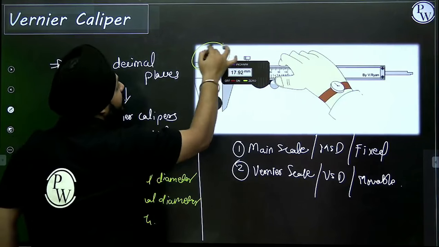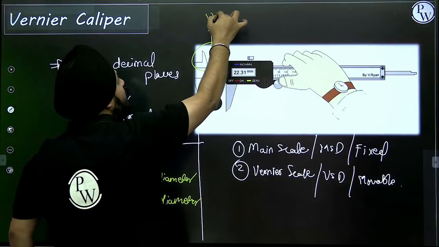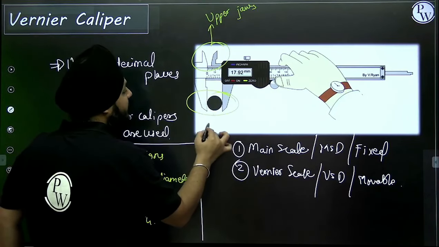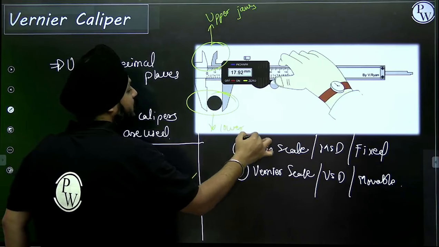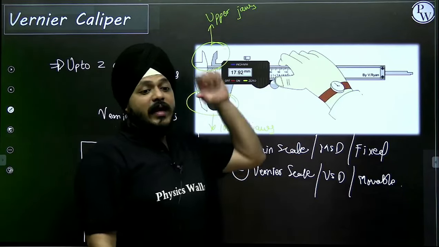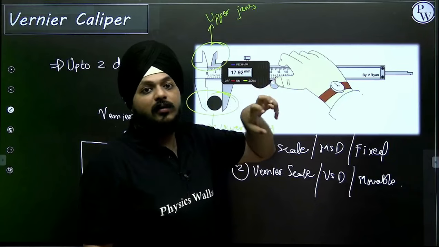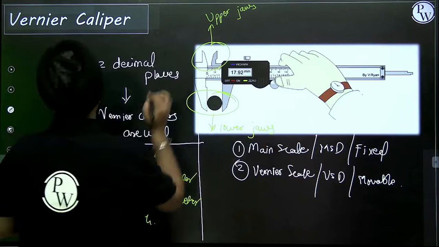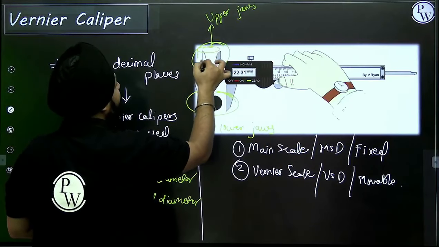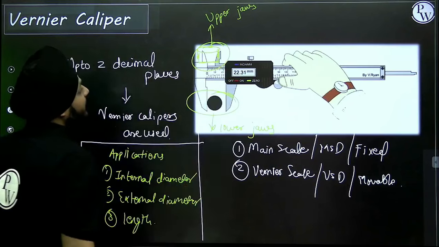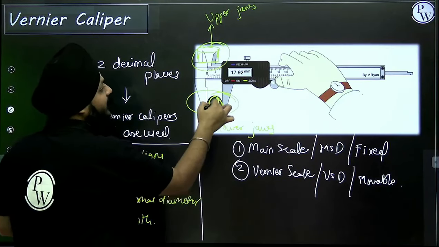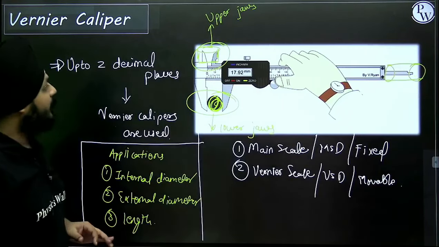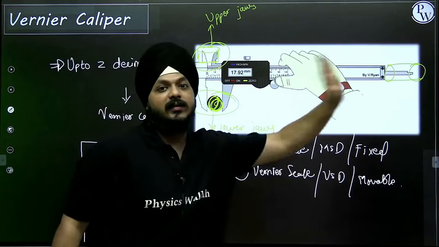Can you see this part? These are known as upper jaws, and this part is known as lower jaws. Jaws in another sense, jaws to grab something, like the jaw of a lion to grab something. The upper jaw is used to measure the internal diameter, like when a hollow cylinder is kept this way. This is used to measure the external, and here we can measure the length of the hollow cylinder like this way. So these are the 3 applications and how they are measured.